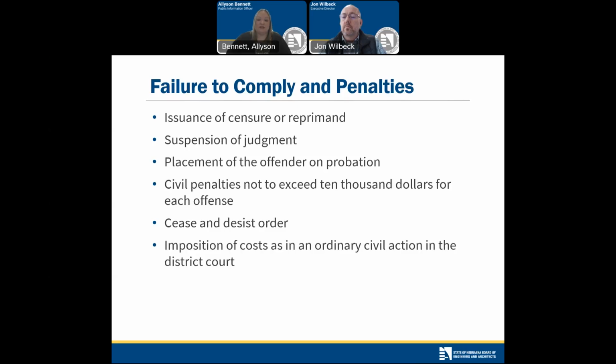Typically, the board usually does not take action, but if someone chooses not to comply with this process and have a design professional come out to remediate their project and review it, the board does have the ability to take action against the project owner.